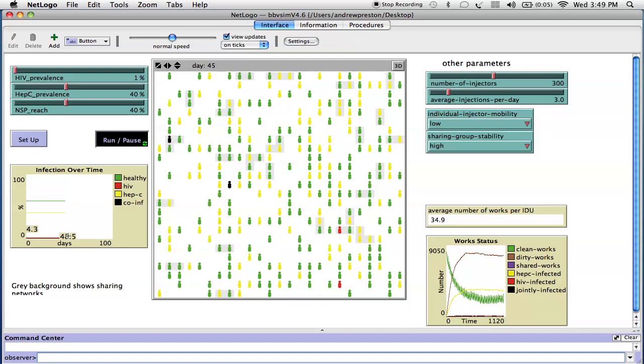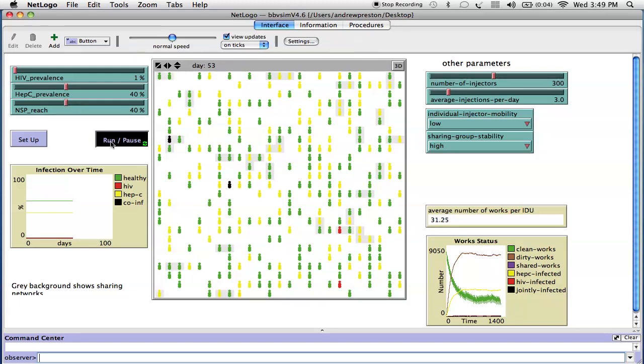And that's what you'd expect, because an NSP reach of 40% is good. It's higher than most places manage. And in fact, when you're using the model, you can run it for many days or months and see that will often be the case.